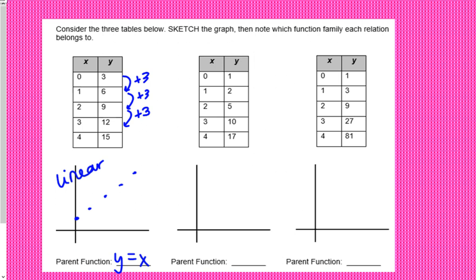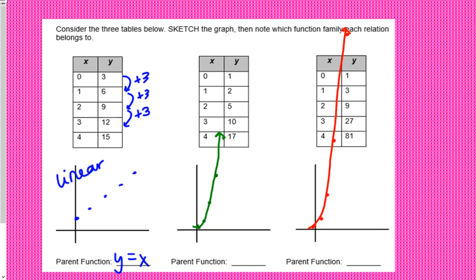So this middle one, same thing. Let's graph it. 0, 1, 1, 2, 2, 5, 3, 10, 4, 17. This thing is curving up like this, right? I'm going to hold off on putting quadratics. That might be exponential. I don't know. This last one, 0, 1, 1, 3, 2, 9, 3, 27, 4, 81, way up there, right? So again, curving up. Those look very similar, right?